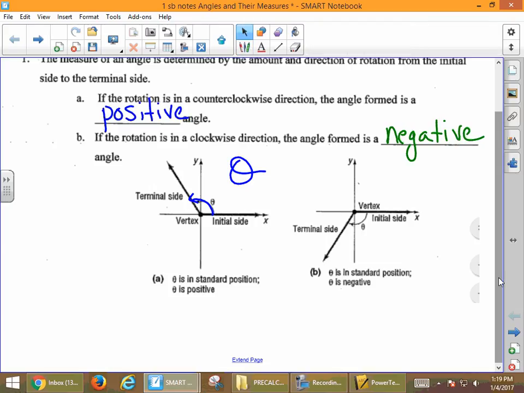The other side of that is we can still start over here with the initial side along the x-axis, and it's always going to be along the x-axis. If we go in the clockwise direction over here to the terminal side, which ended up in quadrant 3 here, our angle theta is negative because we went in the clockwise direction.